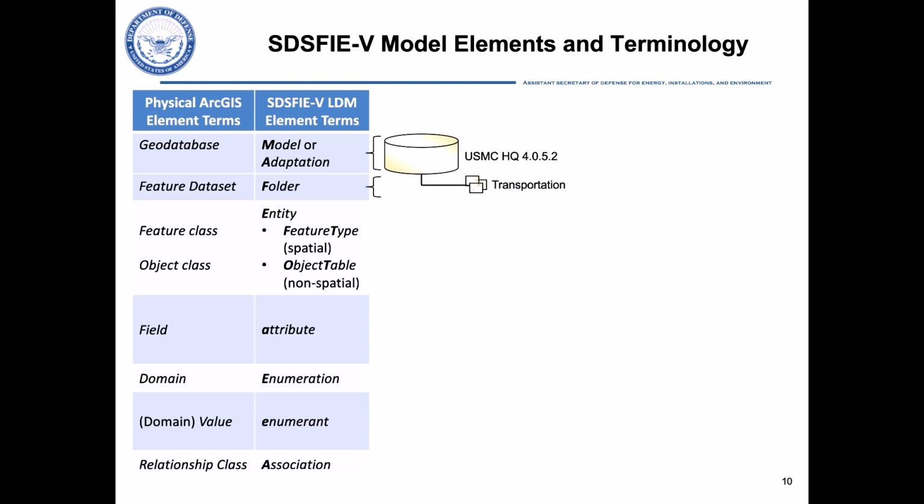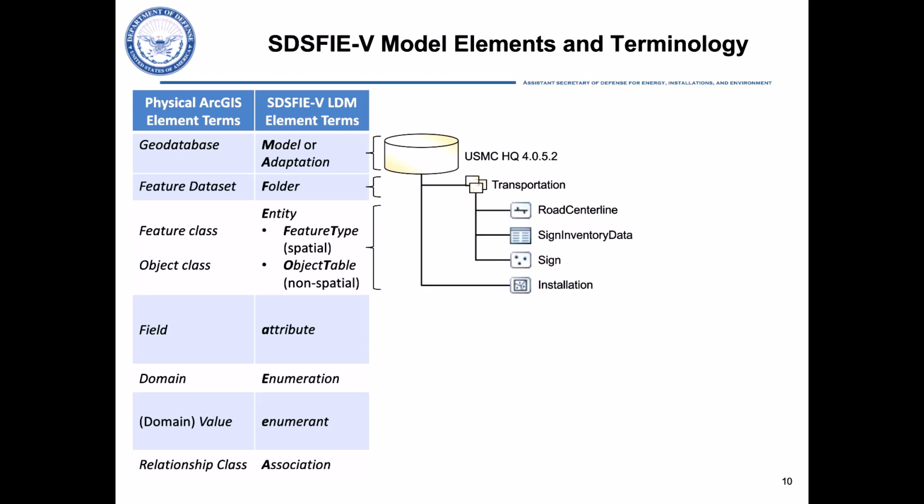A folder is a set of feature types that are grouped together for database organizational purposes. In ArcGIS, this corresponds to a feature dataset. In SDSFIE-V, there are 2 types of entities. First, feature type represents a set of thematically equivalent features which can be expressed as records, or rows in a feature attribute table, that are linked to a geometric feature that is a point, line, or polygon. Second, object tables define a non-spatial data table that can be linked to one or more feature type records. In an Esri geodatabase, these elements are called feature classes and object classes.